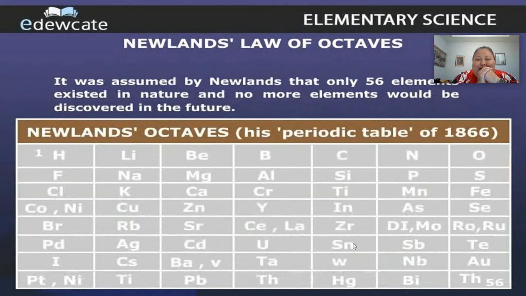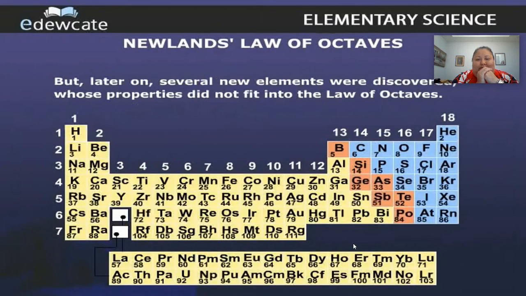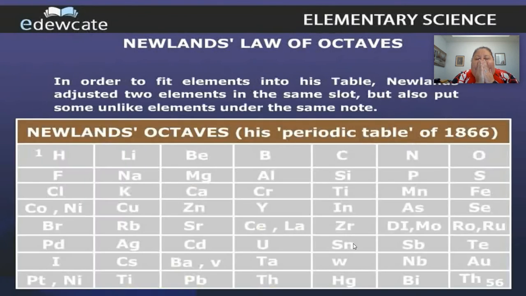It was assumed by Newlands that only 56 elements existed in nature and no more elements would be discovered in the future. But later on, several new elements were discovered whose properties did not fit into the law of octaves. In order to fit elements into his table, Newlands adjusted 2 elements in the same slot, but also put some unlike elements under the same note.